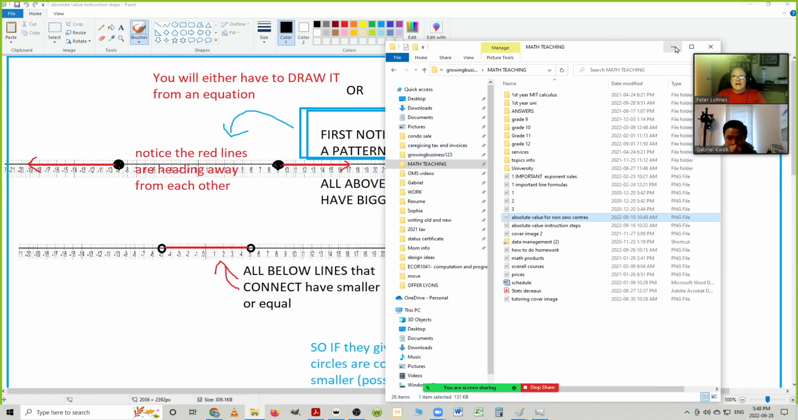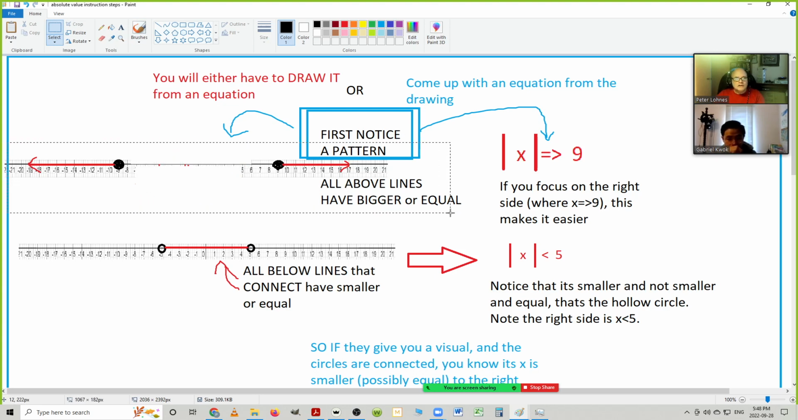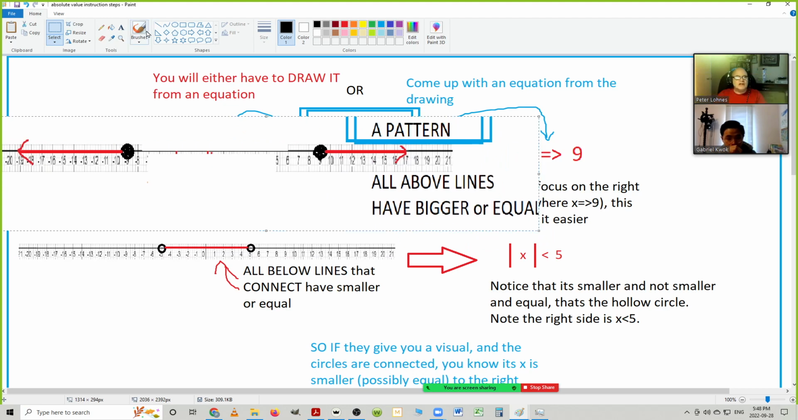I want you to notice a pattern. When we see this, the first step is to notice the numbers in question on either side of 0. So it's clear we're studying these red lines. Is this number the positive version of that number? Are they the same number? Isn't that 9? Yes, that's plus 9 and it looks like it's included. So x is bigger or equal to plus 9.